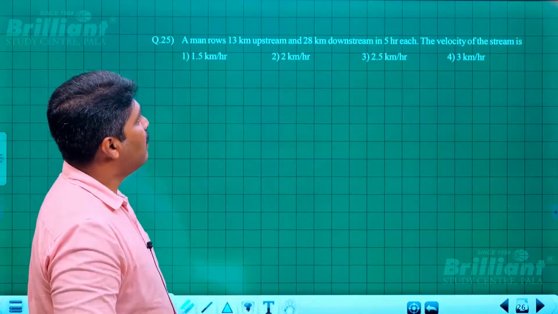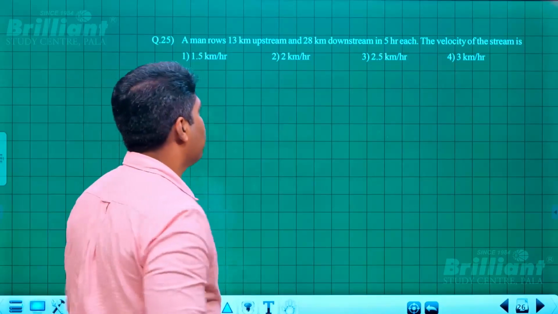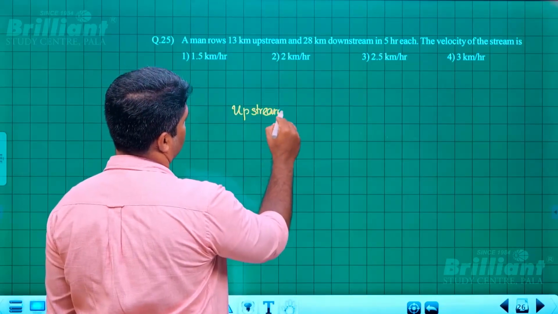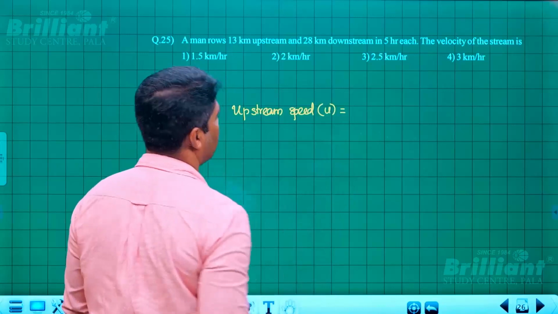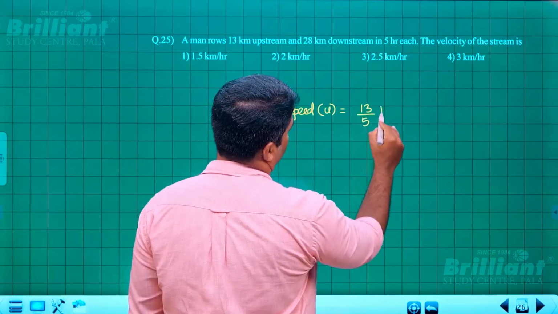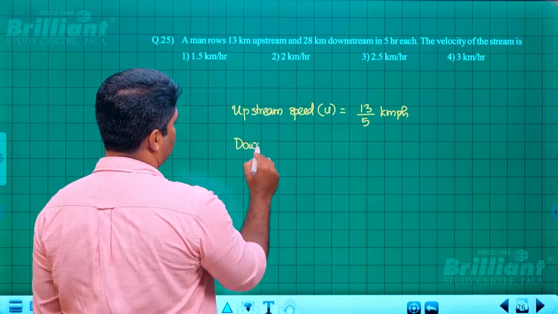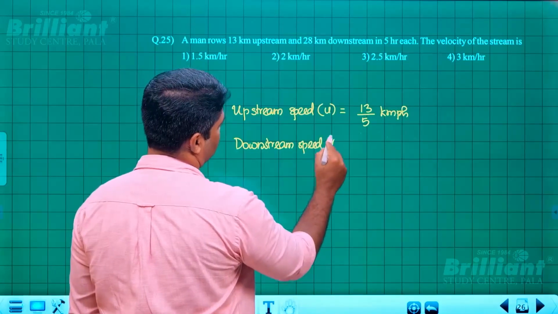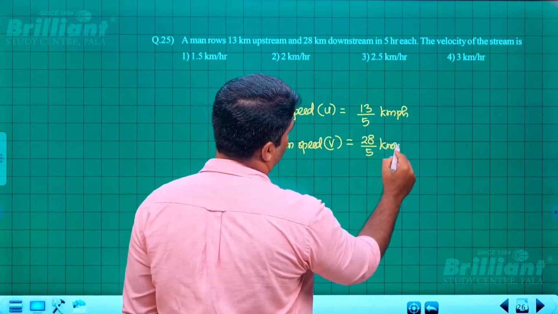A man rows 13 km upstream and 28 km downstream in 5 hours each. Find the velocity of the stream. So here we consider the upstream speed, usually denoted by the letter U. 13 km upstream in 5 hours, therefore 13 by 5 km per hour. And what is the downstream speed? We don't want to find its numerical value; we can directly write downstream speed as 28 by 5 kilometers per hour.